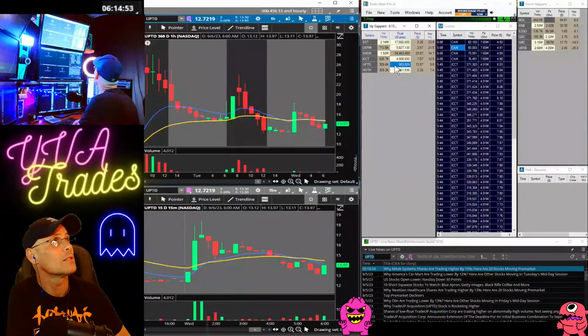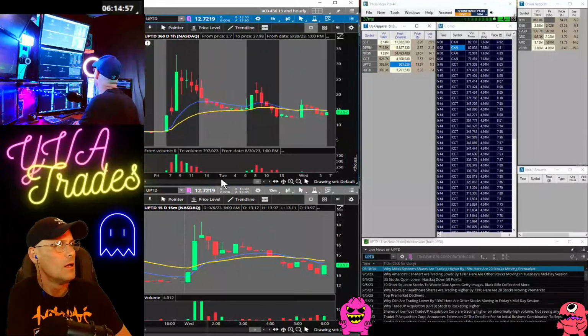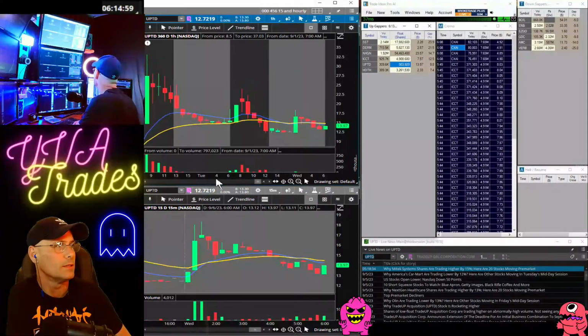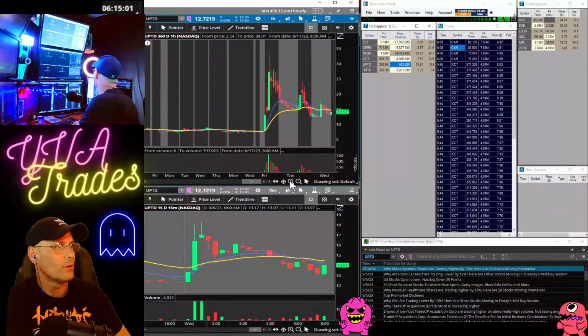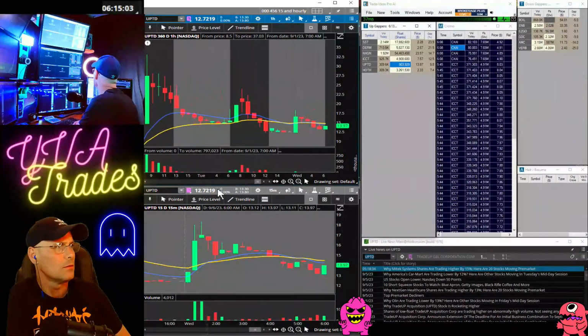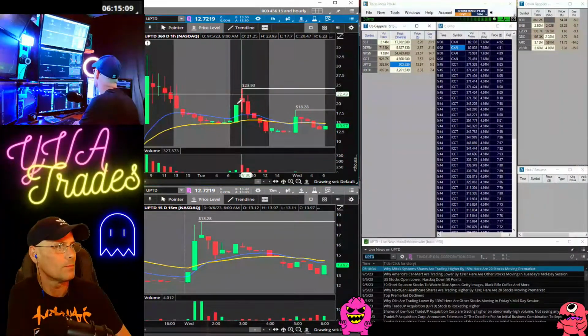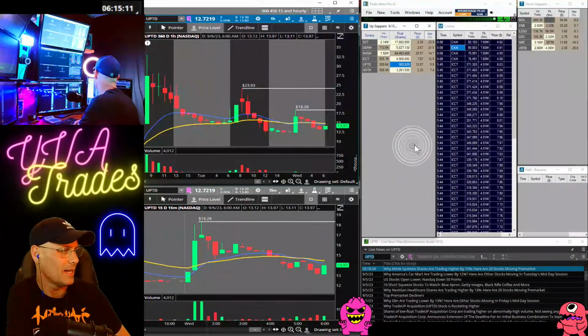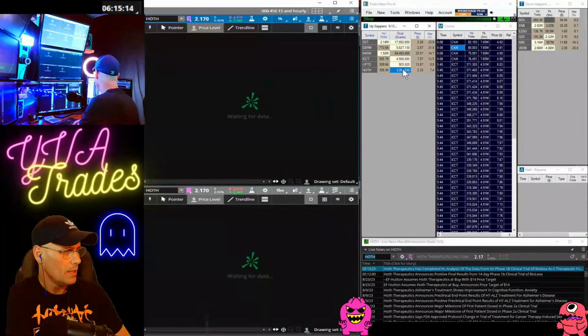UPTD, it's another one that, well, I don't know. It's just not very strong. This one, there could be potential if we break out over maybe 1828. You got resistance up there from yesterday. I'm not gonna watch it, I guess.